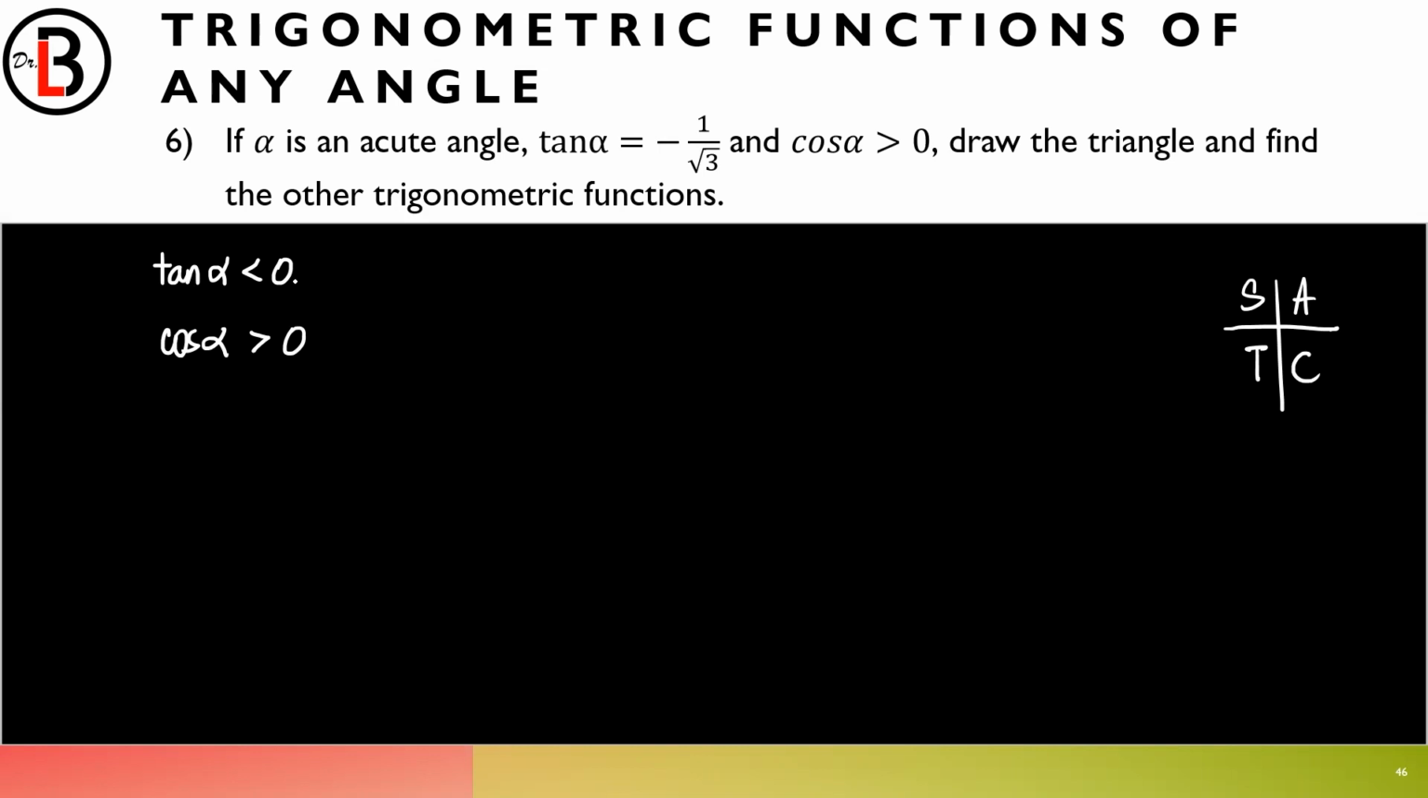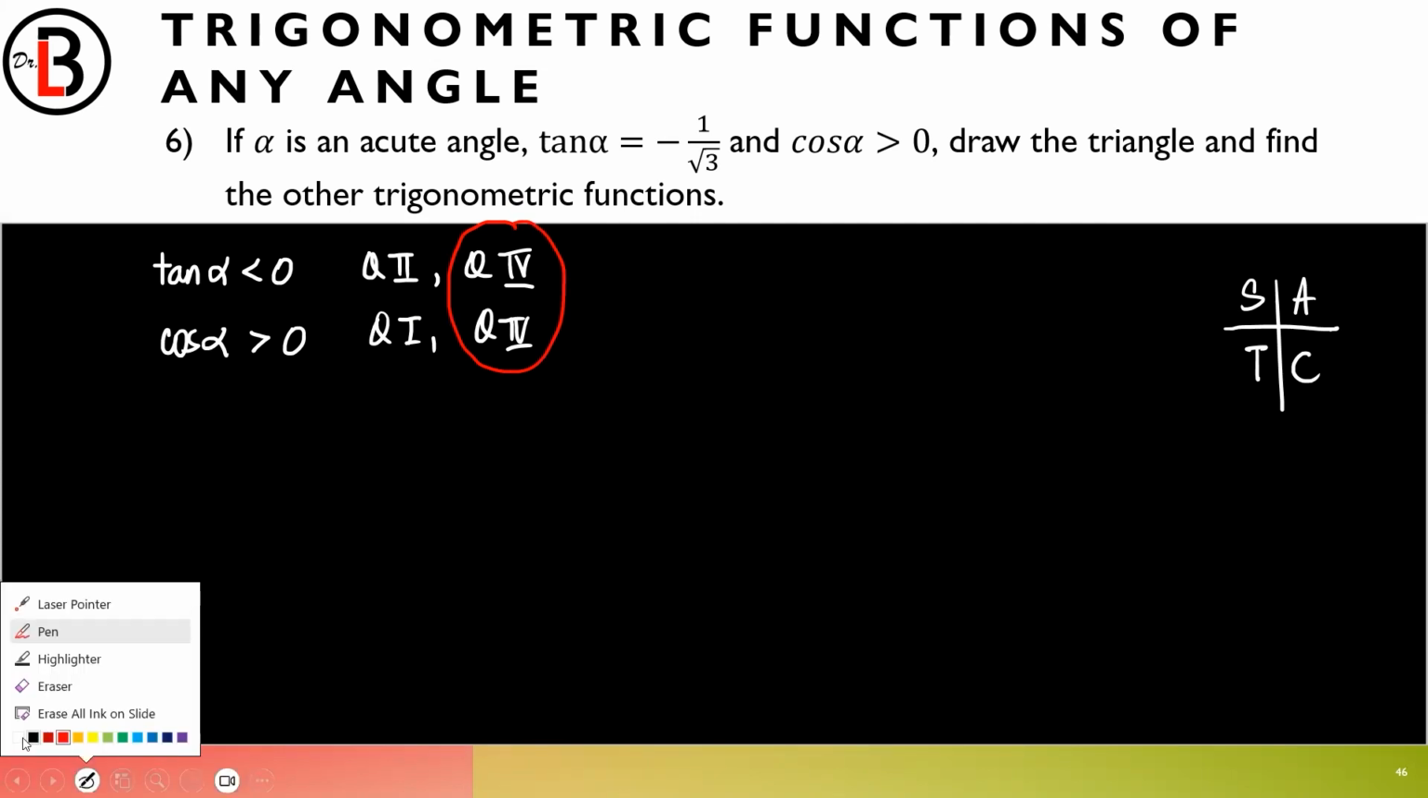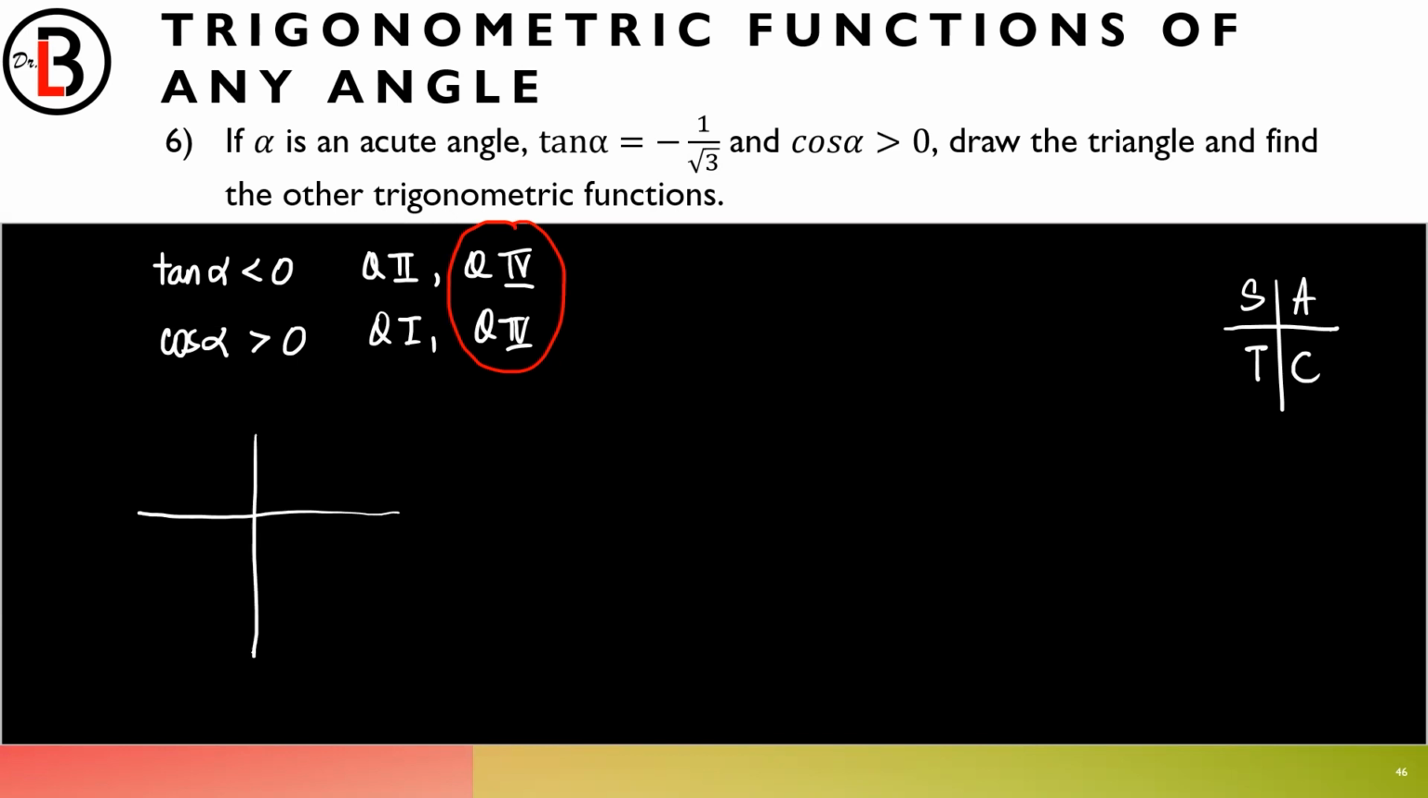For tangent to be negative, what quadrants is tangent negative? Tangent is positive in the third quadrant, am I correct? So which quadrants is tangent negative? Quadrants 2 and 4. Now, it says here cosine is positive. In which quadrants is cosine positive? Quadrant 1 and quadrant 4, because in quadrant 1, all are positive. Now, which one repeated? Isn't it that quadrant 4 repeated? So that means your angle alpha should be drawn in the fourth quadrant. In here.